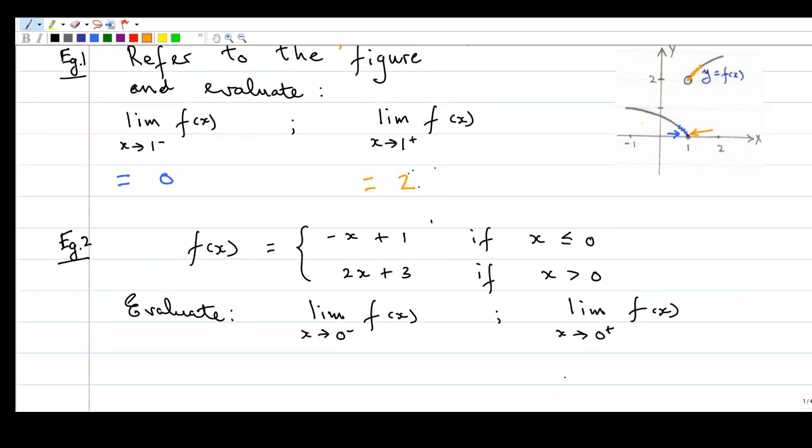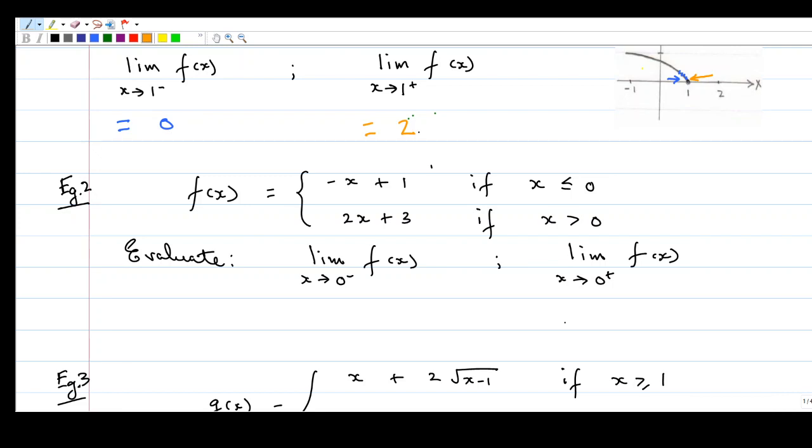Example 2. Here we're dealing with a split function. All right, the limit of f of x, you can see that the critical value of x is 0. So that's 0 to the left of 0. Right, from 0 and to less than 0. Your defining equation for the function is this. f of x is equal to negative x plus 1.